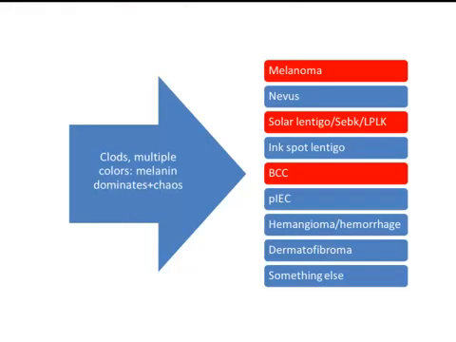Now what could a lesion with this combination of patterns be? Well, it's easy. It could be a melanoma, it could be a solar lentigo SEPK LPLK, or it could be a BCC. Now what is it? Now let's go back. It is not a SEPK because there are no clues to SEPK. So it could be a melanoma or a basal cell carcinoma.